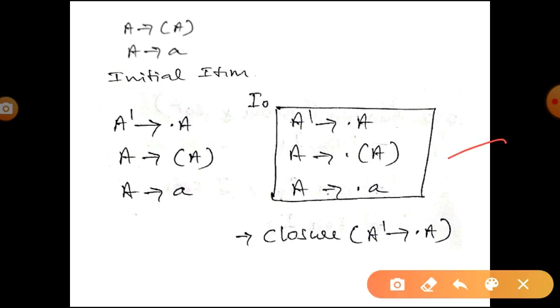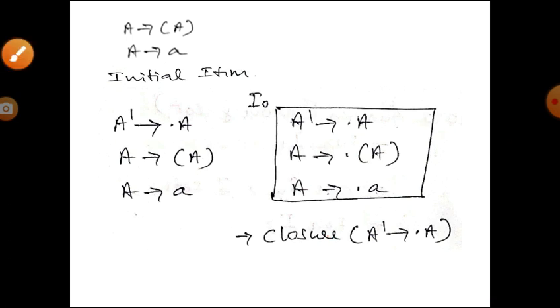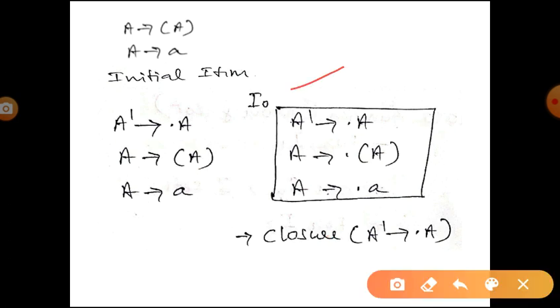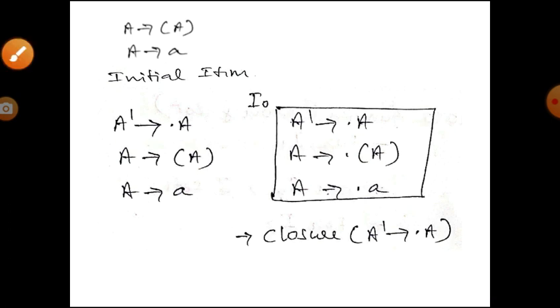Again you can apply closure, but how to apply it: you find what symbol is after the dot. After the dot, do we have a non-terminal? No, we have a terminal. You can't apply closure on this. You take this item. After the dot, do we have a non-terminal? No, we can't apply closure. So here the construction of one set is over. So this is one LR(0) item set, I0. Likewise, we can find other item sets.